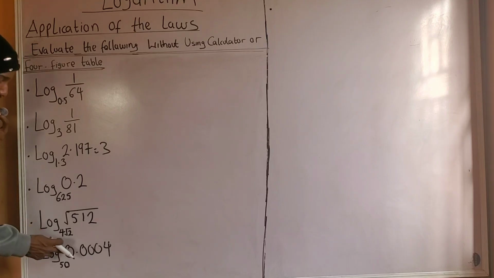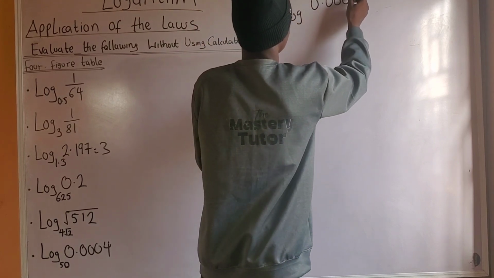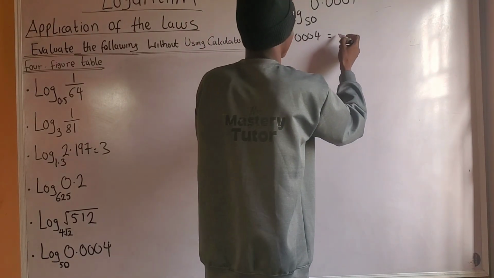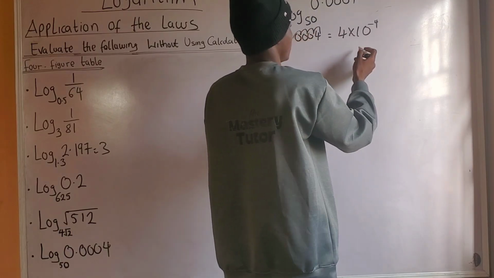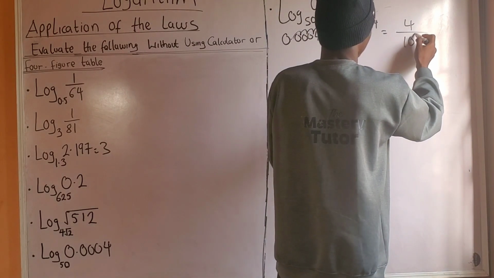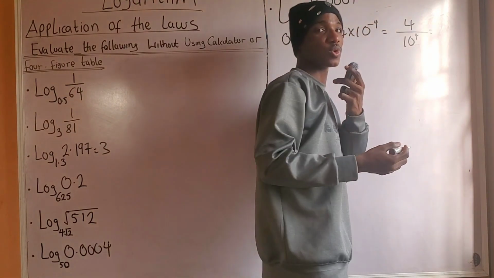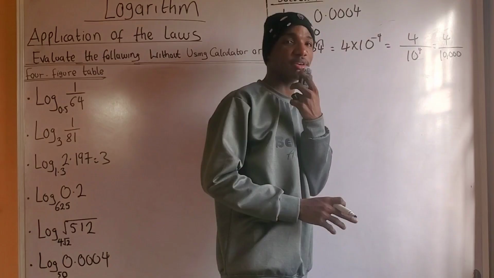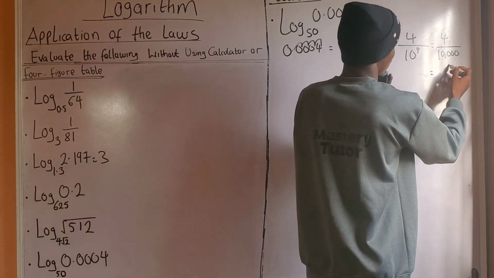We have log 0.0004 base 50. Okay, log 0.0004 base 50. Now, 0.0004 can be written as, 1, 2, 3, 4, 4 times 10 raised to the power of negative 4, right? And this is equal to 4 over 10 raised to the power of 4. Are you getting it? So 10 raised to the power of 4 is what? 10,000, right? So I'm going to have 4 over 10,000. Okay. Now, if you reduce this fraction to the lowest term, you're going to have 1 over 2,500.